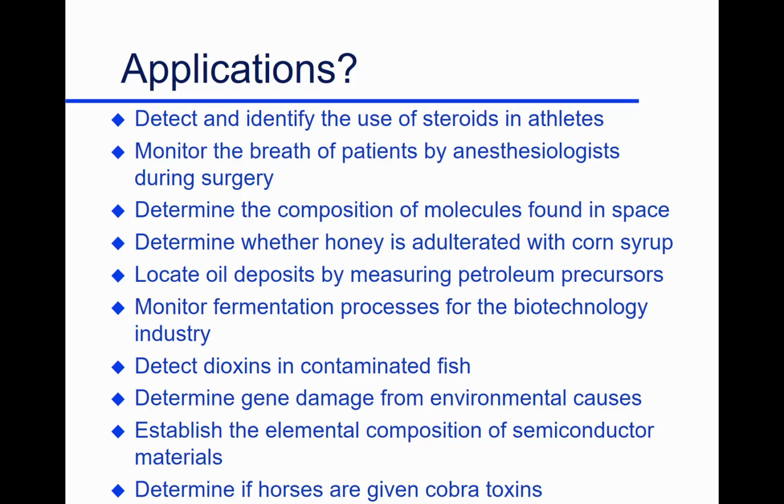Determine whether honey is adulterated with corn syrup. Locate oil deposits by measuring petroleum precursors. Monitor fermentation processes. Detect dioxins in contaminated fish. Gene damage from environmental causes. Environmental composition or elemental composition of semiconductors. Cobra toxins to deaden pain. So racing again, looking at one way or another, doing kind of illegal things. But again, the list is extremely broad, extremely diverse.